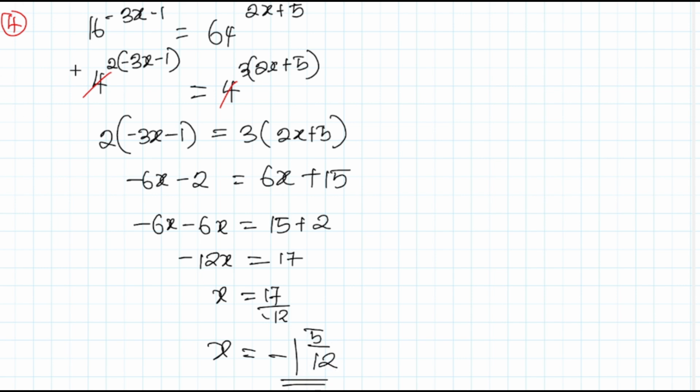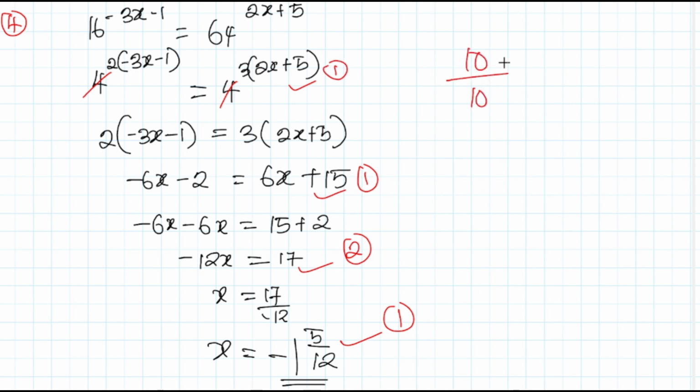So if this is what you got, you're going to mark the step here, mark here, mark here, mark here. So this is 1, 2, 1, 1. If you get everything, you mark yourself 10 over 10.